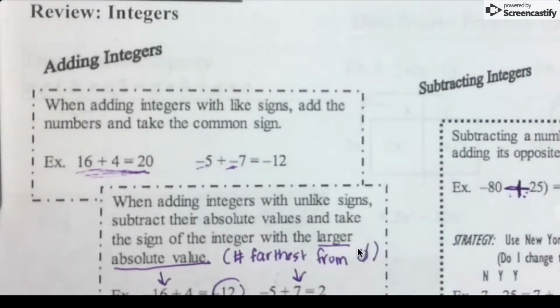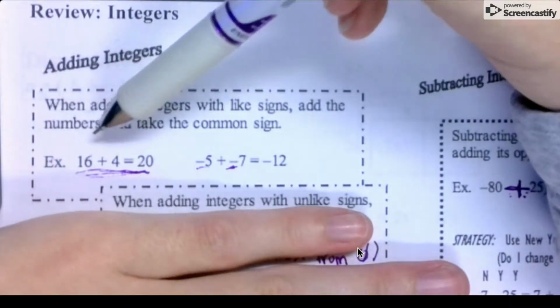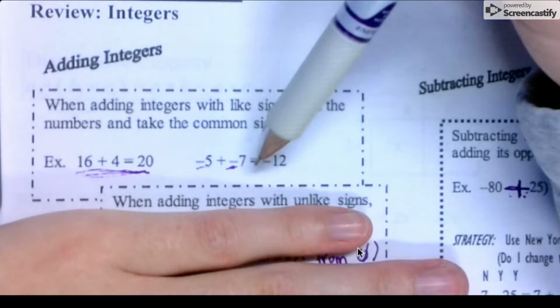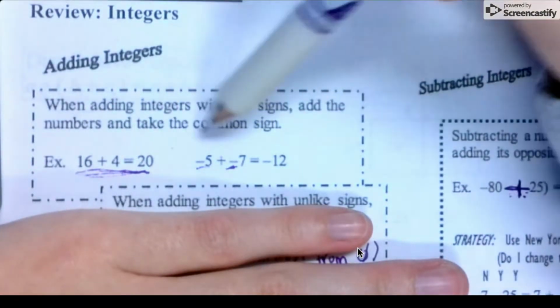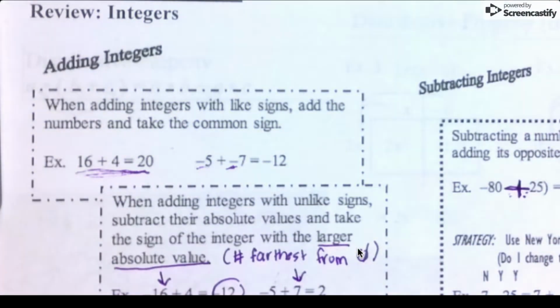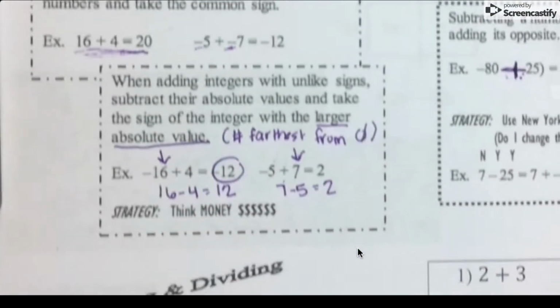So we are looking at adding integers. We need to review that because I saw a lot of issues with it when we were doing our test yesterday. In the first part, when you're adding integers with the same sign, you just add the numbers and keep the sign. I'm not worried about this. 5 plus 7 is 12. Keep that sign. Okay? It's more on the second part.